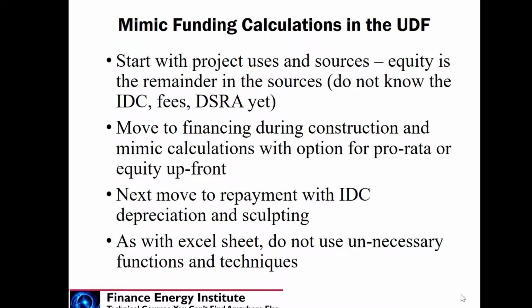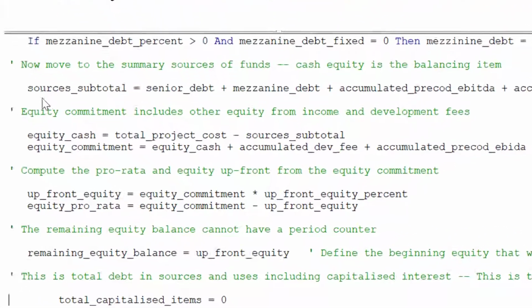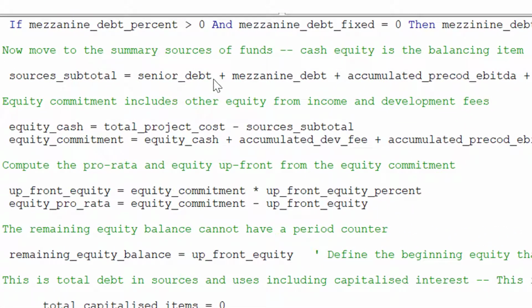again, we just mimic the calculations. Now, when you go into the UDF itself, I'm not even going to open the UDF. I'll show you some things here. You essentially mimic all the calculations. So if you're brave and want to go look at it, here it says sources subtotal is debt plus mezzanine plus EBITDA plus whatever it is, taxes or something. Equity cash is project cash minus sources.